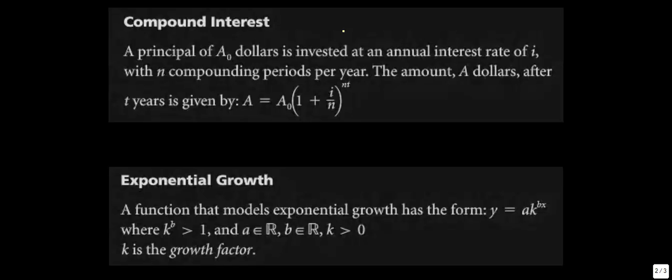Okay, so compound interest, it says a principal of $A₀ is invested at an annual interest rate of I with n compounding periods per year. The amount A after t years is given by this equation. Okay, so this is going to be our initial amount. I is going to be your interest. N is the compounding periods, and then we raise it to the power of n times t, where of course t is going to be years.